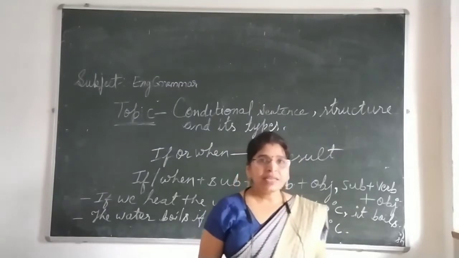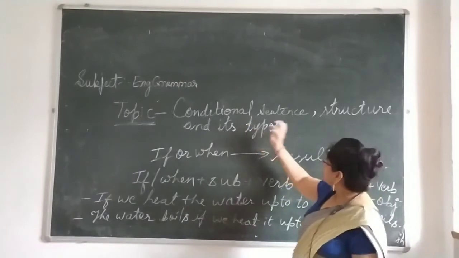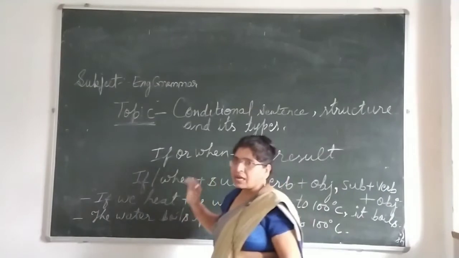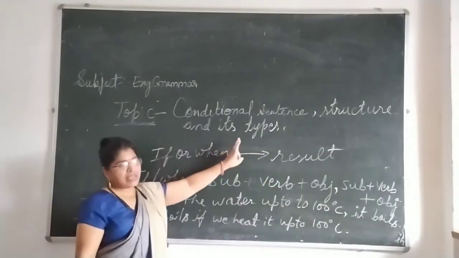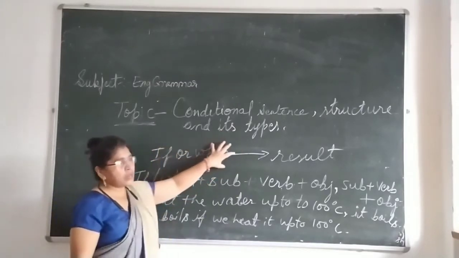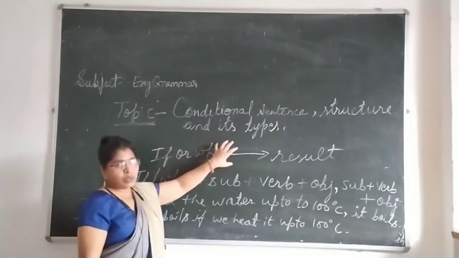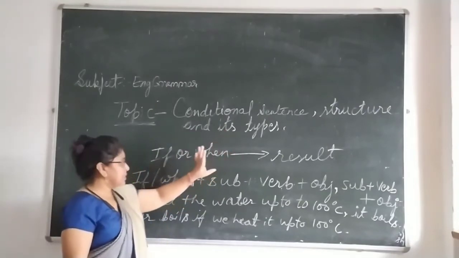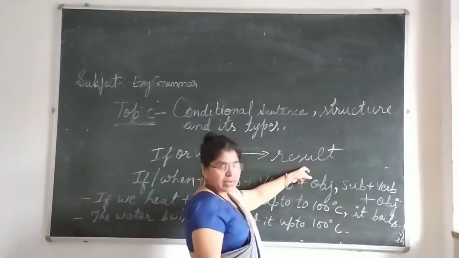Children, today I'll teach you a topic of grammar. The topic is conditional sentence, structure, and its type. So, let us first learn what is conditional sentence. Children, conditional sentence use if or when. These particular words are used when the sentence is conditional. If or when is used when you are forming the sentence of conditional sentence. Second thing, conditional sentence always give out the result.